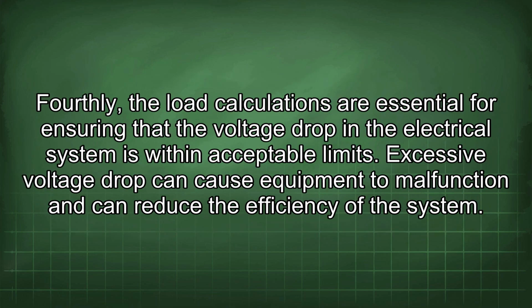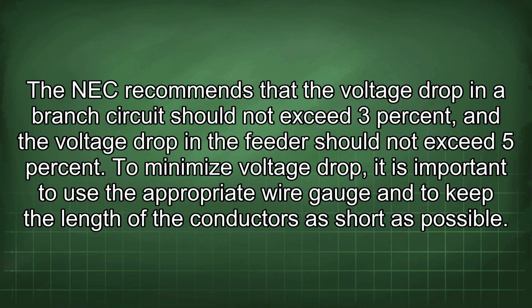Fourthly, the load calculations are essential for ensuring that the voltage drop in the electrical system is within acceptable limits. Excessive voltage drop can cause equipment to malfunction and can reduce the efficiency of the system. The NEC recommends that the voltage drop in a branch circuit should not exceed 3% and the voltage drop in the feeder should not exceed 5%. To minimize voltage drop, it is important to use the appropriate wire gauge and to keep the length of the conductors as short as possible.